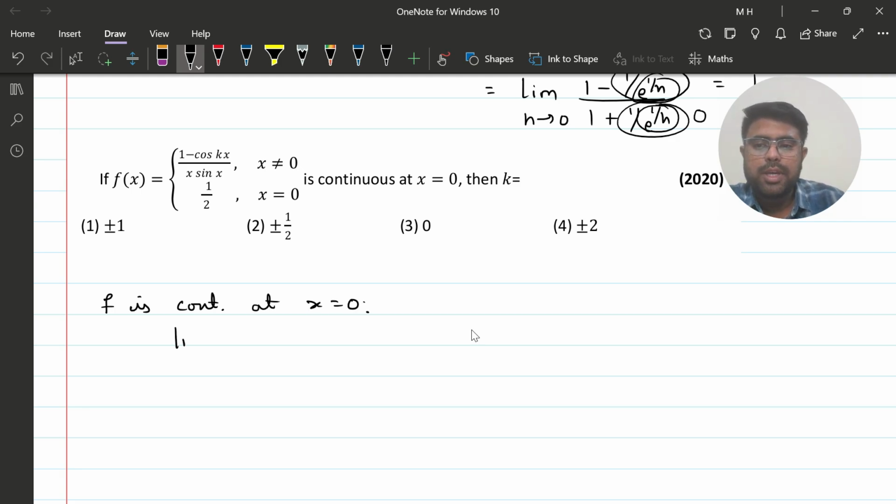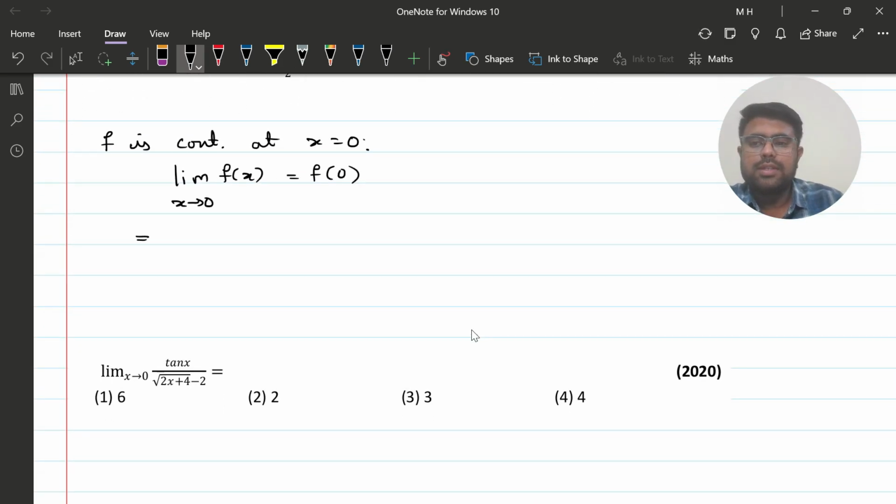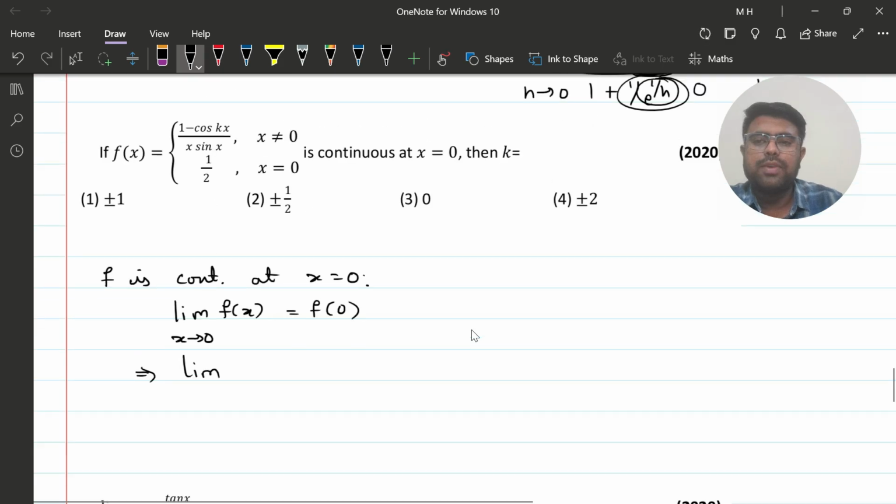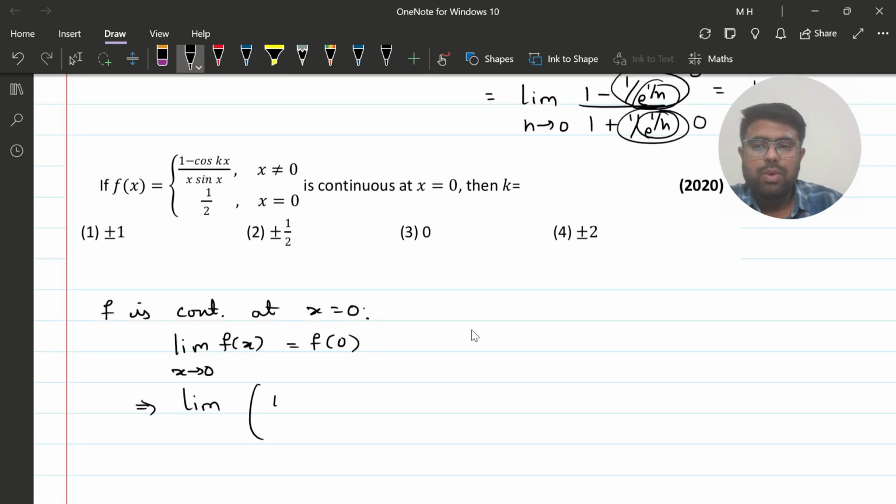So it immediately implies what? The limit of f of x as x tends to 0 exists and it is equal to f of 0. Now this implies the limit of, what is f of x? f of x is 1 minus cosine kx divided by x sin x, as x tends to 0 is equal to, what is f of 0?